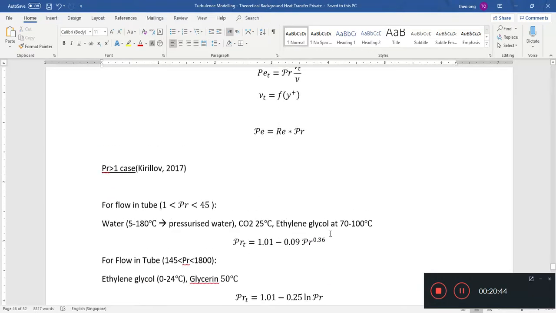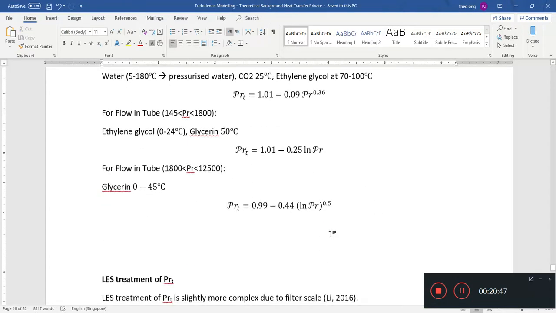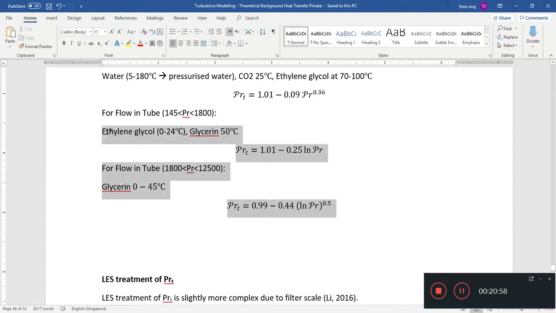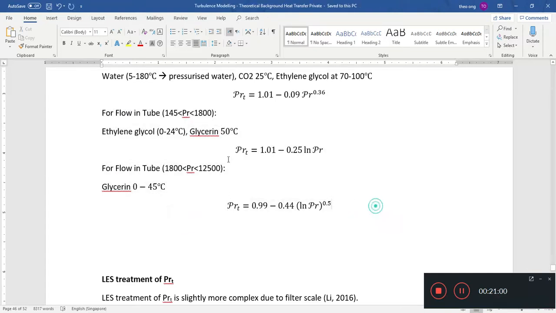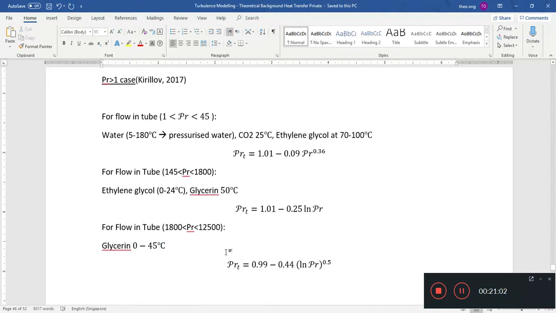So of course there will be some correlations for near wall Prandtl number variation, but for high Prandtl number fluids there may be some difficulty in that, but otherwise that's what you have. There are near wall correlations for some Prandtl number ranges. But that's probably for next time if I have the time.